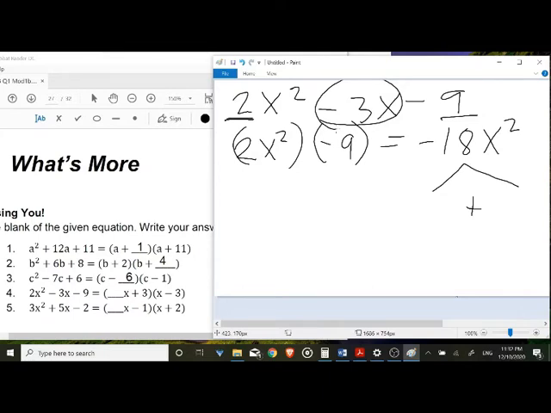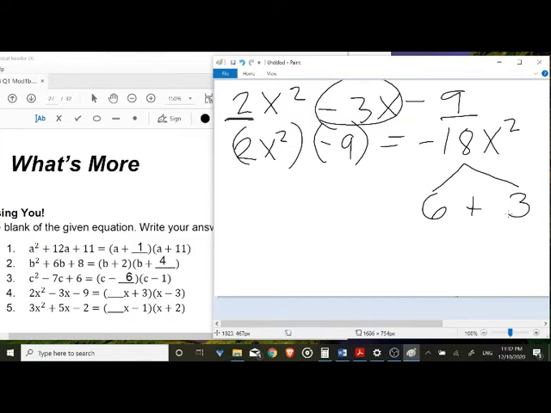So, ano yung factors ni 18 na pag in-add natin, magiging negative 3? So, yung clue natin dito is 6 and 3. Kasi yung ibang factors, 9 and 2, malayo sa 3. 18 and 1, malayo naman sa 3. 6 and 3 lang ang medyo malapit. Si 6 tsaka si 3.